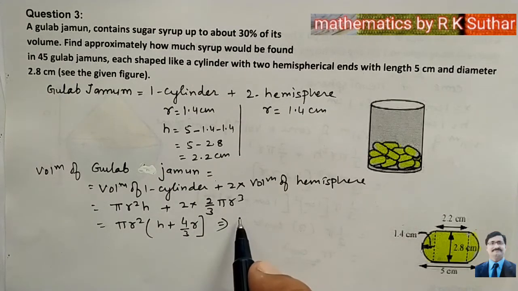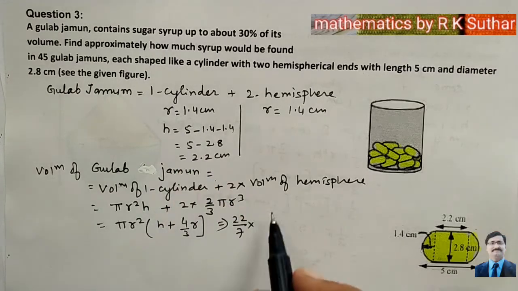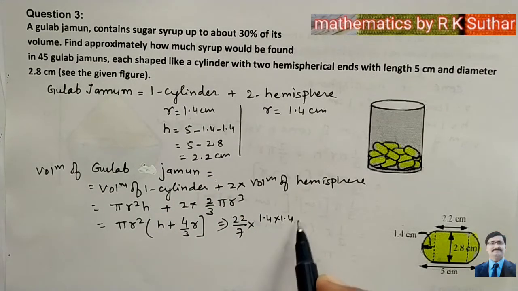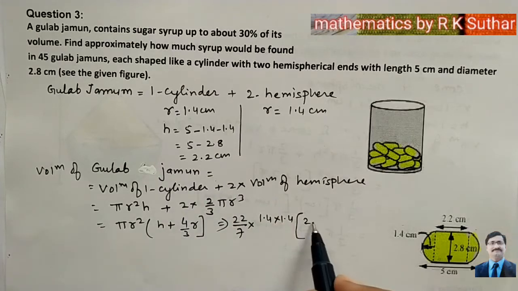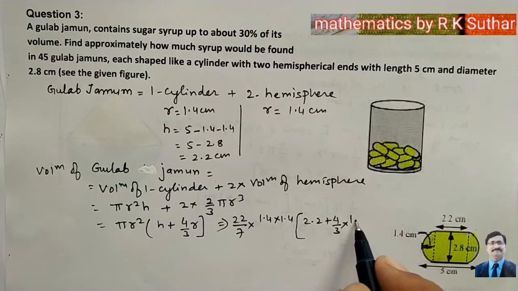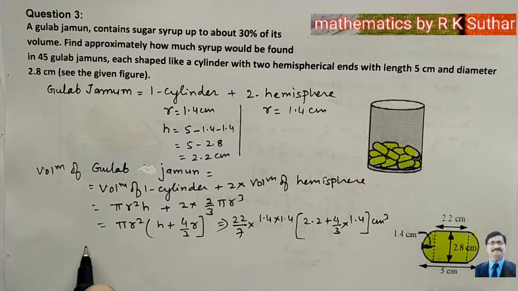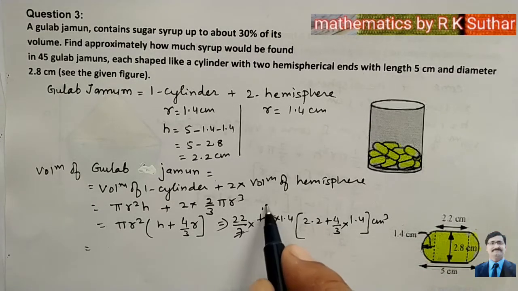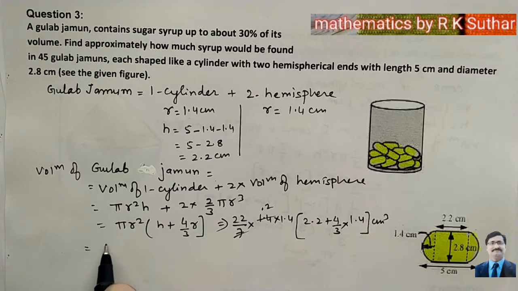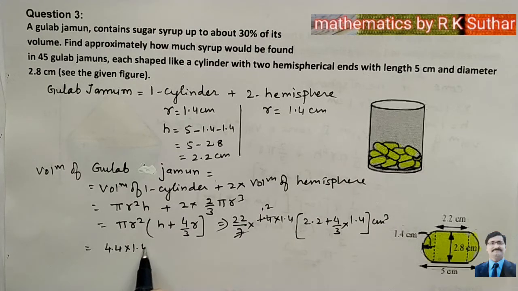Now we put the values. In place of pi we put 22 by 7. r is 1.4 and h is 2.2, plus 4 upon 3 and r is again 1.4, centimeter cube we get. Look at 7, we can cancel 7 to the 14, and this we multiply, we get 4.4 into 1.4. This we take LCM, LCM is 3, and we multiply, we get 6.6.